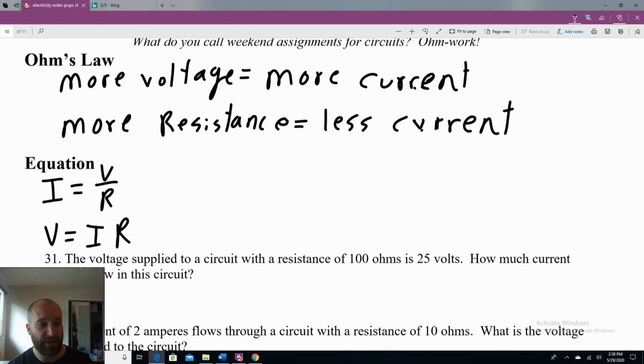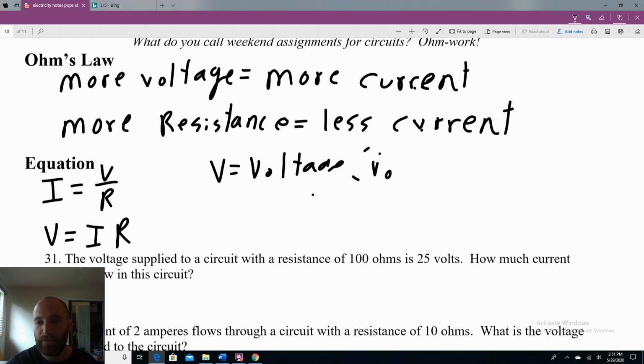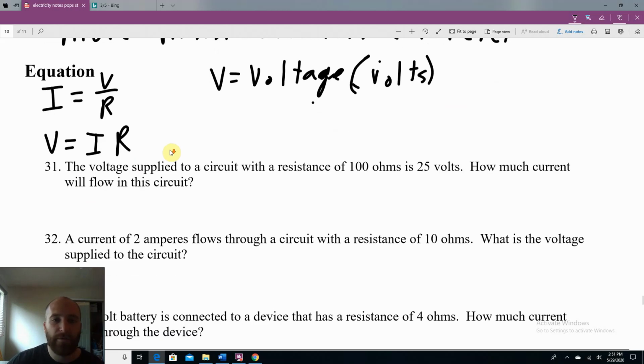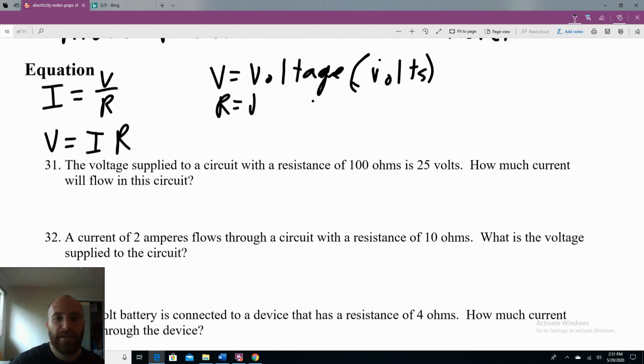Alright, let's make sure we know what all of these things mean, and we'll start with the two more obvious ones. V stands for voltage, which we measure in volts. That's why it's called voltage. So wherever we see a V, if we're solving for it or plugging in for it, that's going to be the voltage. R stands for resistance, which we measure in something called ohms.